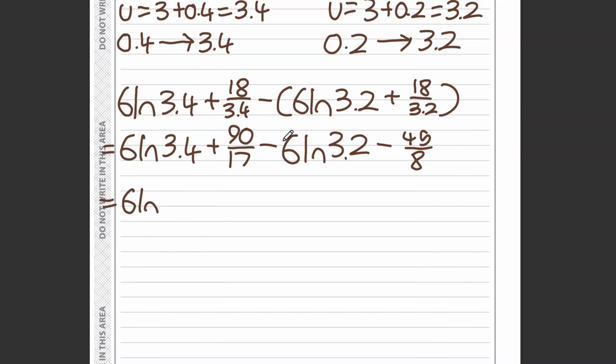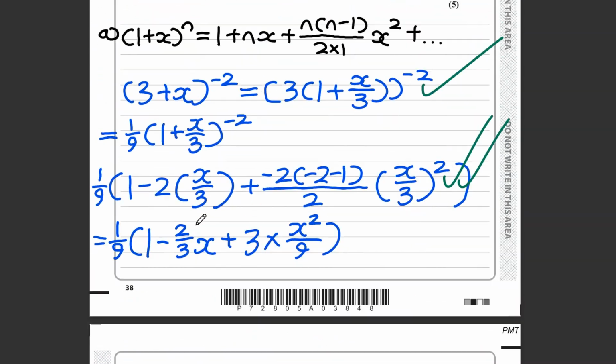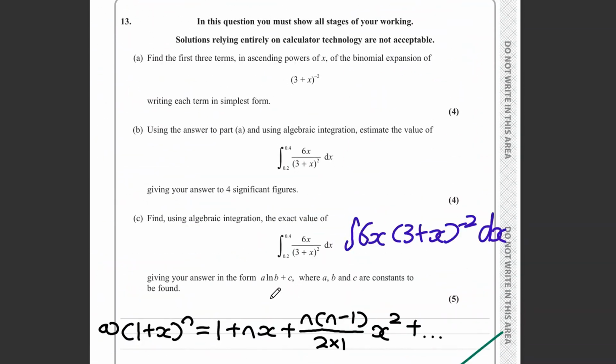We have the natural log of 3.4 minus the natural log of 3.2, so we can rewrite this as 3.4 divided by 3.2, and then we've got 90 over 17 minus 45 over 8, which if you put into your calculator is equal to minus 45 over 136. Then we can simplify this further because we've got the 6 natural log, and 3.4 divided by 3.2 is equal to 17 over 16, and then minus 45 over 136. This here is the final answer, where we've got it in the format of a natural log of b plus c.